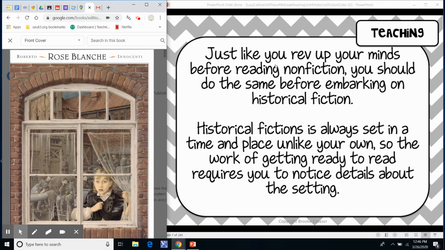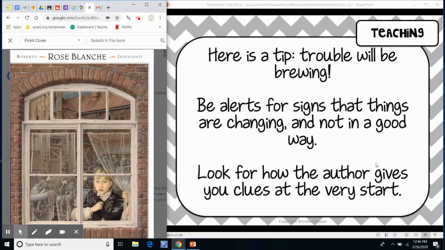So historical fiction is always set in a time and place unlike your own. So the work of getting ready to read requires you to notice details about the setting. Here is a tip. Trouble will be brewing. Be alert for signs that things are changing in a not-good way. So look for how the author gives you clues at the very start. So be alert to emotional things, physical settings, things that are happening.